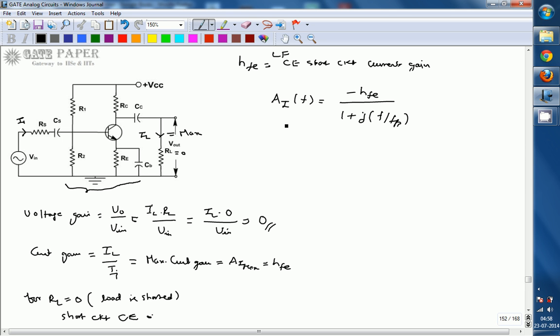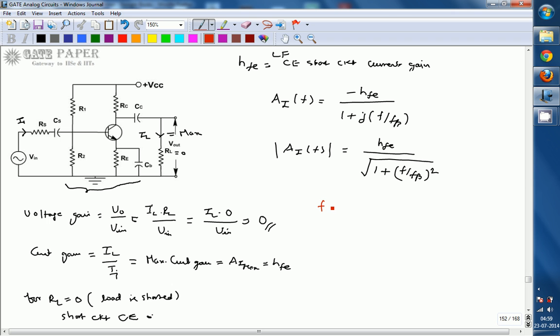From this one you can go for the magnitude AI of f. The magnitude of this is nothing but HFE divided by square root of 1 plus (f by f beta) whole squared. So this is the magnitude equation for the current gain, and from this we can define things in this way.